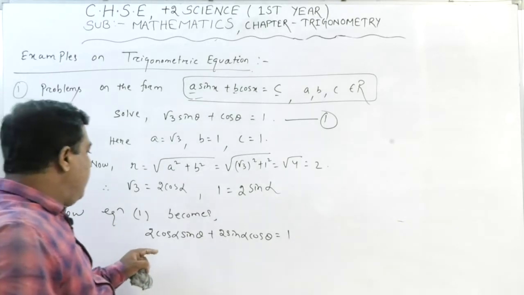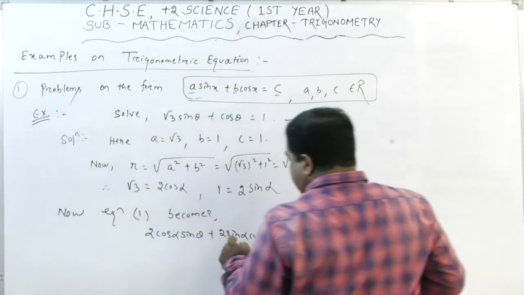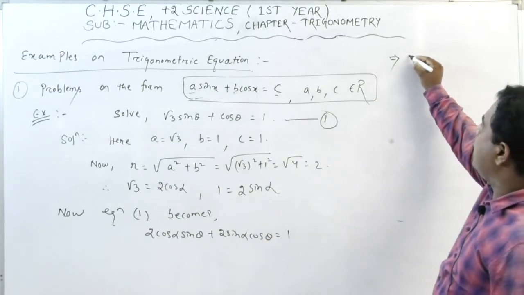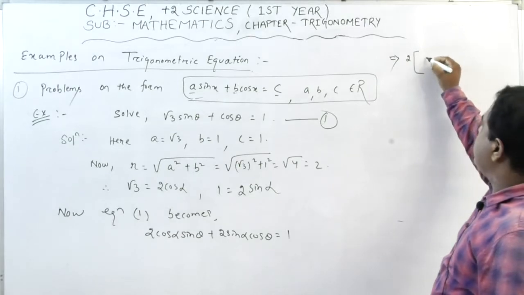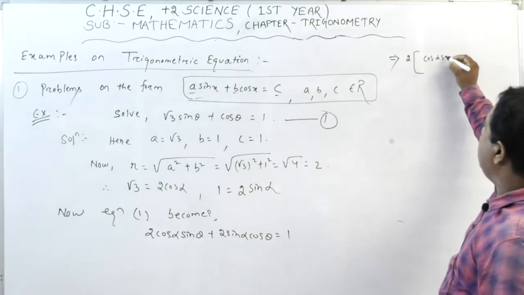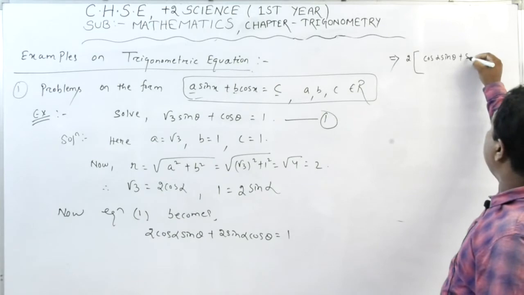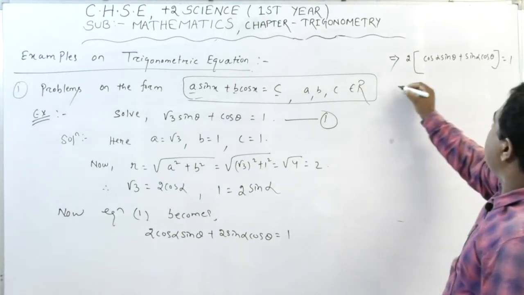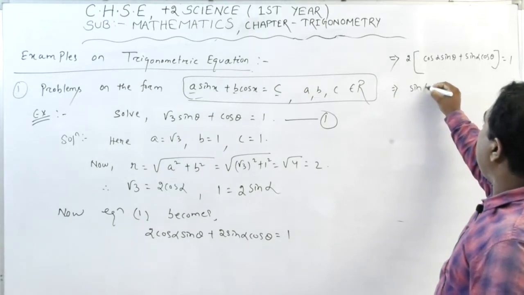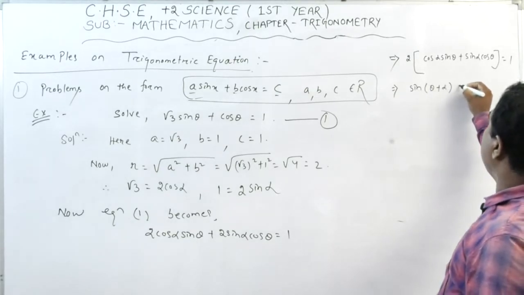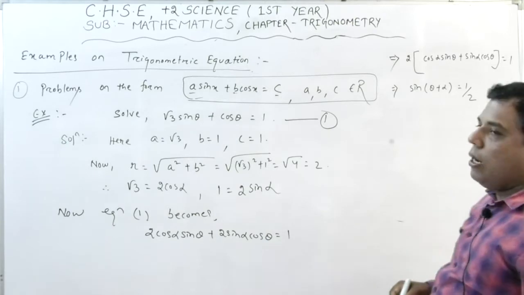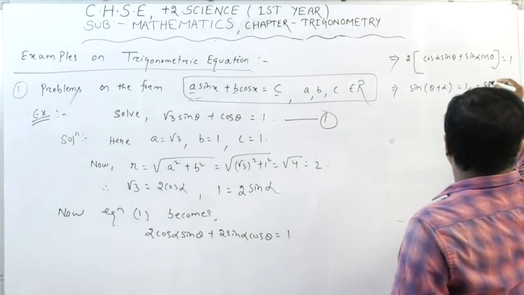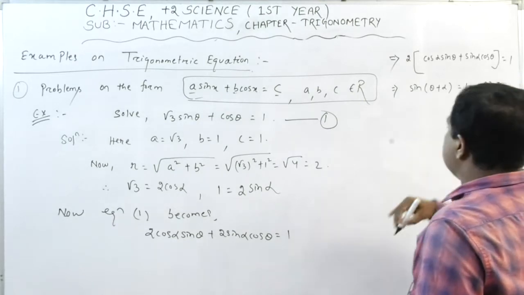So then what happened? You see that 2 can be taken as common. That implies 2 can be taken as common. It is cos alpha sin theta plus sin alpha cos theta. It is equal to 1, or we can say sin of theta plus alpha equals 1 upon 2, which is equal to sin of pi by 6.